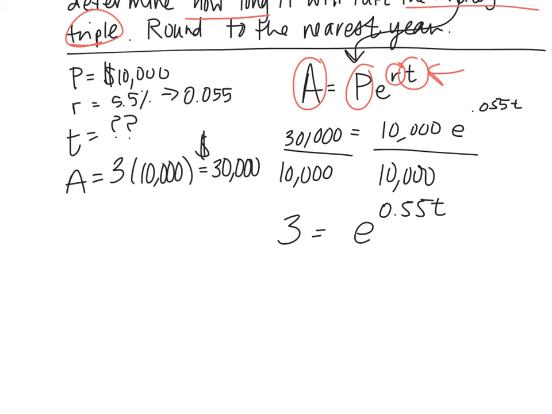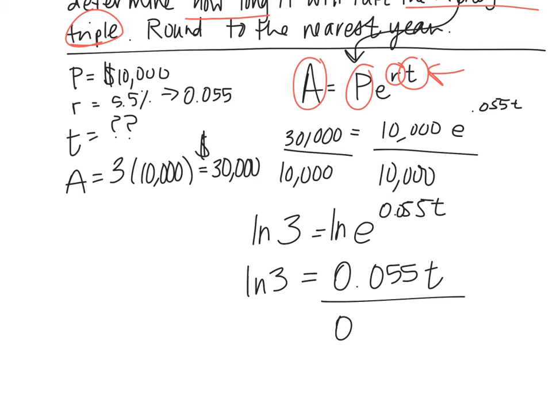0.055t. And now when I'm solving, I have to take the log of both sides, the ln. Now in this case, I'll take the ln because I have base e. So now I have ln of 3 equals, since they have the same base, that simplifies to just being my exponent, 0.055 times t. Forgetting a 0 there, sorry. And now I just have to divide by 0.055.